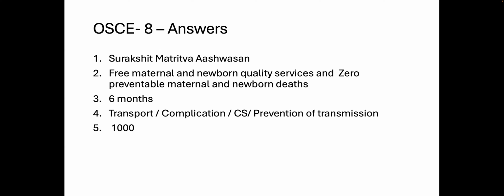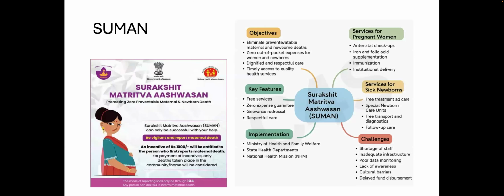And the important subsidies or free of cost services which are given are transport, complications, cesarean sections, and also all medications for prevention of transmission of HIV. And if you report a maternal death under this program, you get an incentive of 1,000 rupees. So this is Surakshit Matritva Ashwasan, promoting zero preventable maternal and newborn death, and it gives an incentive of 1,000 rupees to a person who first reports a maternal death.